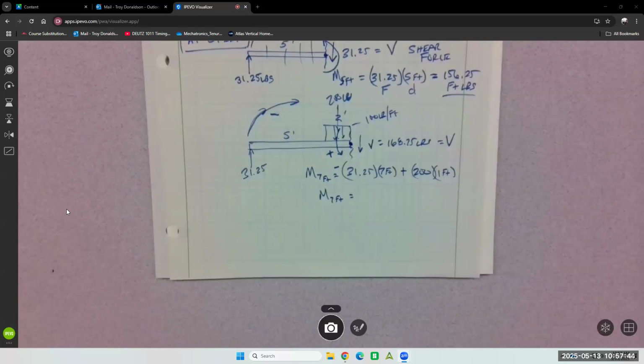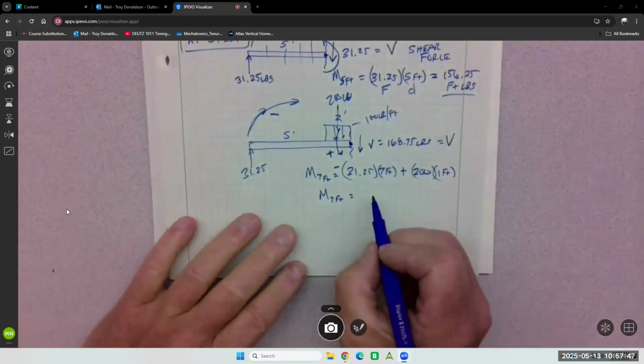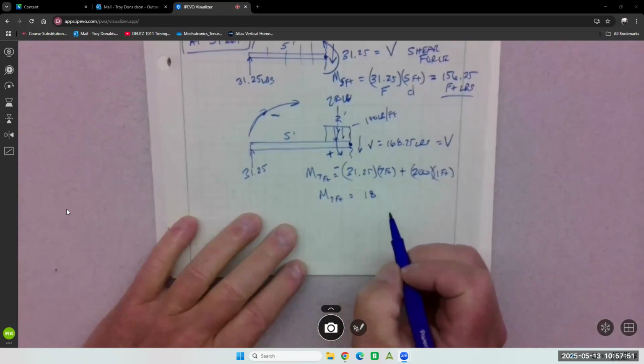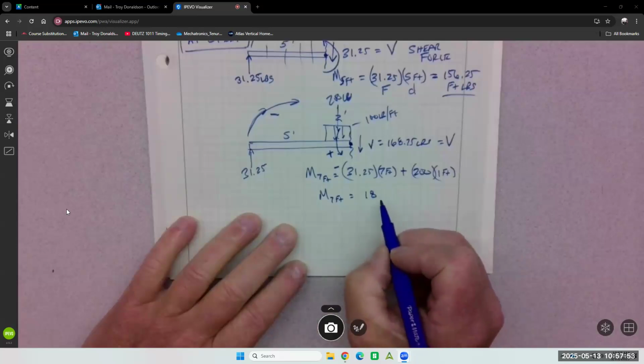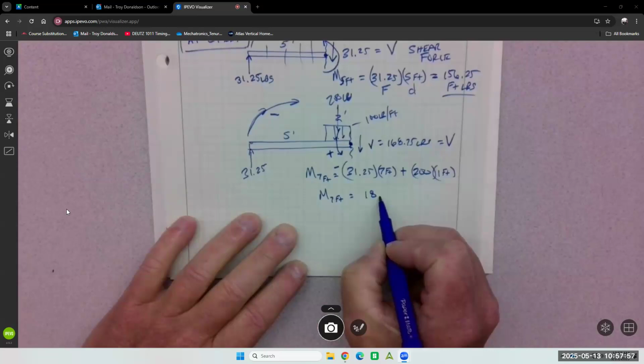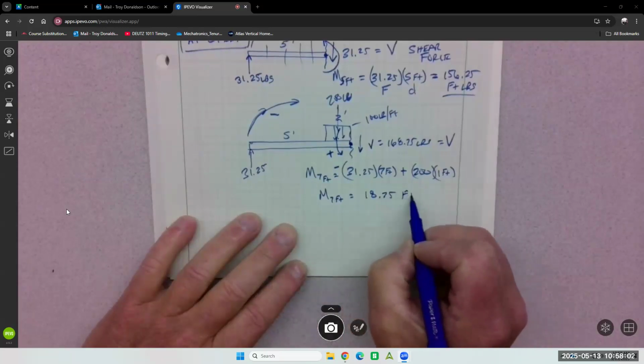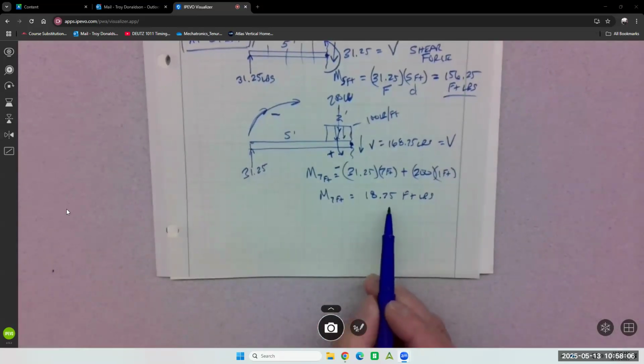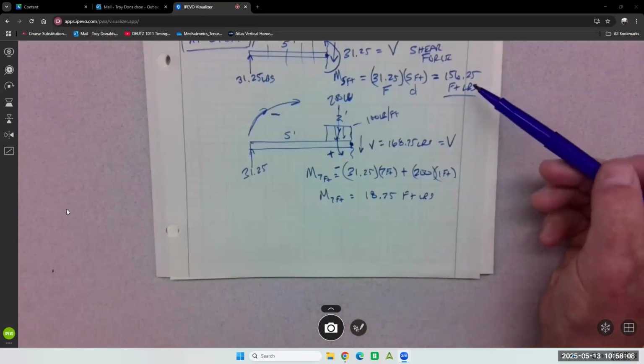Anyone got a number on that? 18.75 negative. 18.75? Yep. Foot pounds? Yes. And it's negative. Notice how low it is compared to the last one.